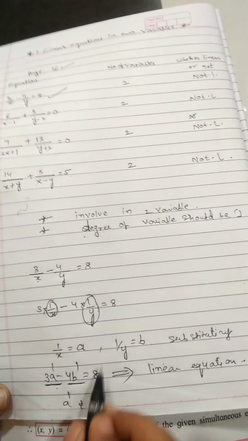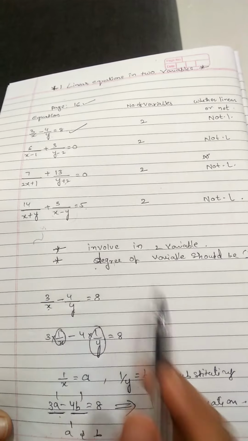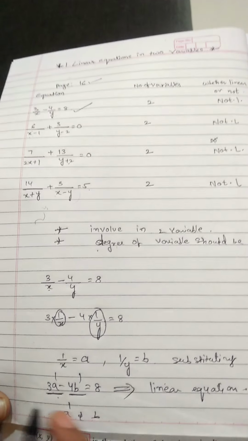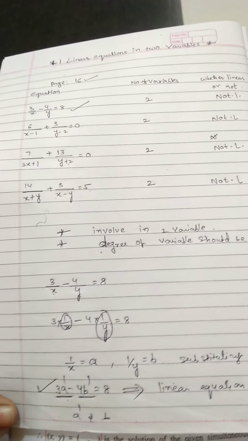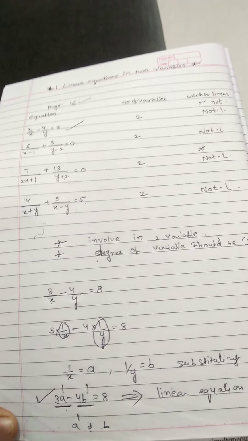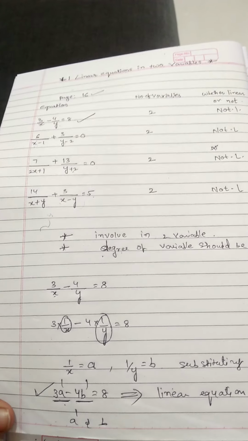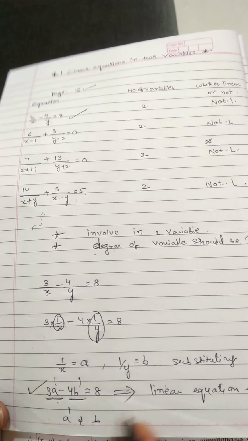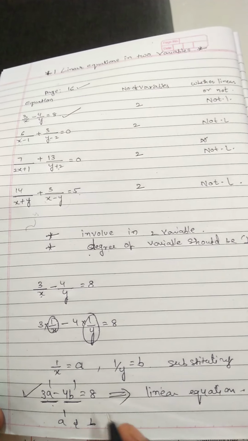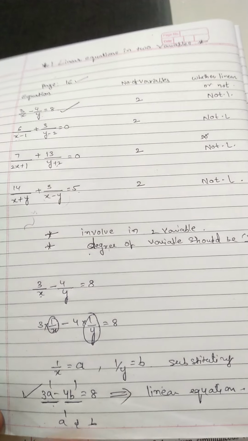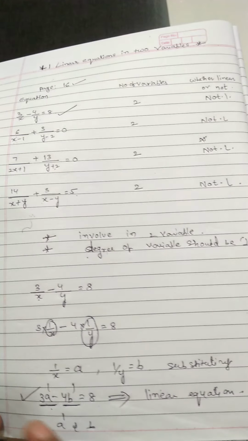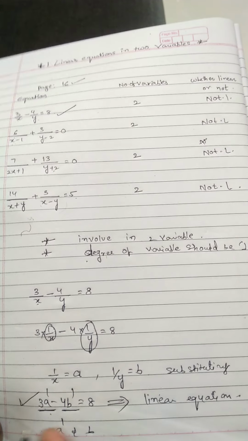So in practice set 1.4, we will convert the given equations into this form and solve them. And in this practice set 1.4, we can use either Cramer's rule or the elimination method. Whichever method we use, we can solve the simultaneous equations.